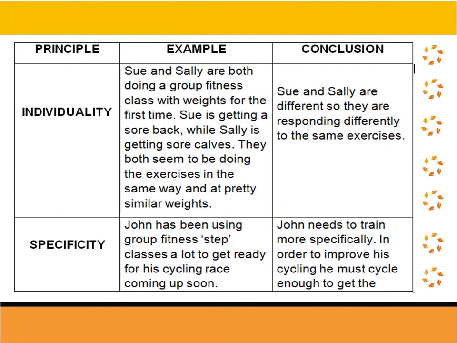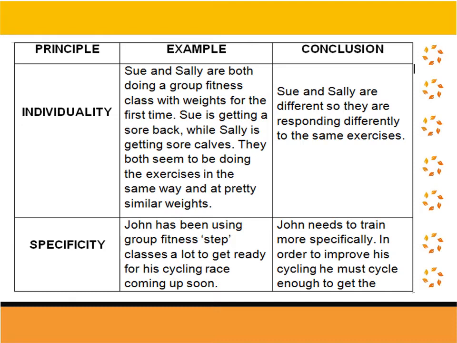So, the principles we have are individuality and specificity. In individuality, for example, Sue and Sally are both doing a group fitness class with weights for the first time. Sue is getting a sore back, while Sally is getting sore calves. They both seem to be doing the exercises in the same way and at pretty similar weights. So the conclusion of this example is Sue and Sally are different, so they are responding differently to the same exercise.